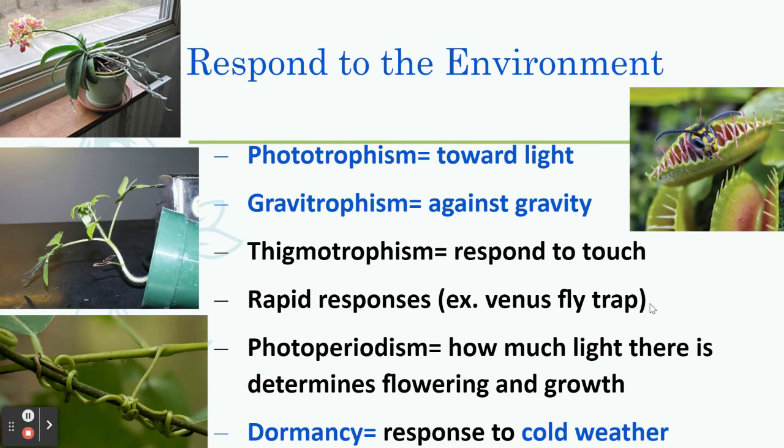All right, another thing plants do is they respond to their environments. So that can be phototropism, which means growing towards the light. You can see that with this orchid here. The leaves are really growing towards the light. If you spun that, it would grow back towards the light again. Gravitropism means growing against gravity. So even though the pot makes you think the plant might be growing out like this, it's actually growing upward against the force of gravity. Thigmotropism means it's responding to touch.